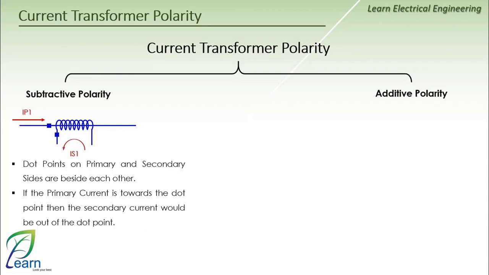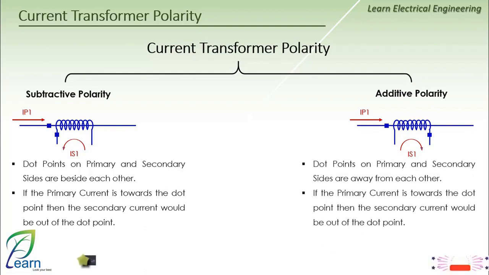As for additive polarity, the CT is drawn in this way, and in this case, the directions of the currents are such that if the primary current passes in this direction, the secondary current will pass in the direction which is, we can say, the same direction as the primary current.